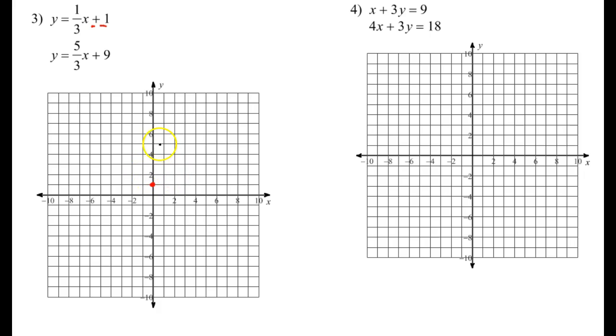Go up 1. Right 3. And we can go in both directions. Now this is a straight line. There we go.